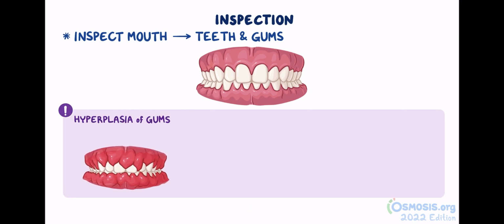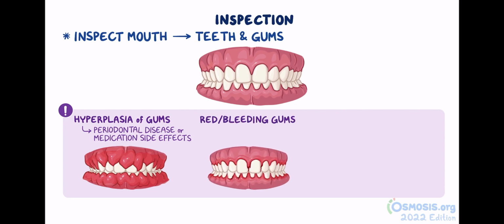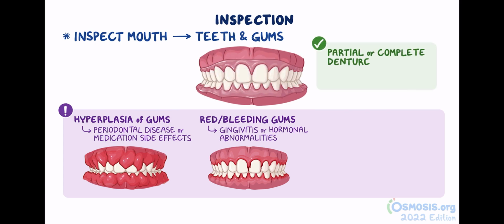Hyperplasia of the gums can be related to periodontal disease or medication side effects like with phenytoin. Red or bleeding gums can be associated with gingivitis or hormonal abnormalities. It's important to note the fit if the client has partial or complete dentures, which should fit smoothly to the gums and stay in place during speaking and eating.